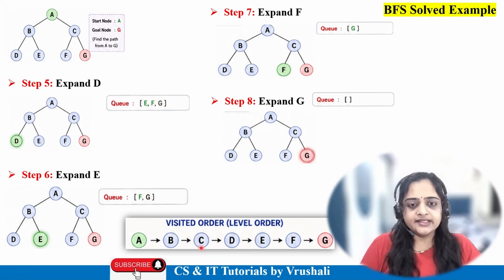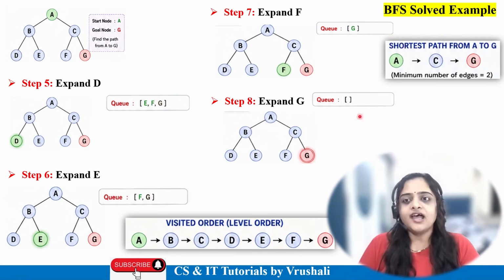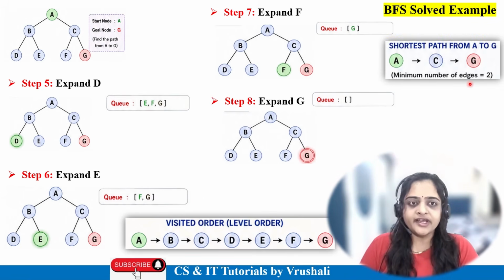Now see, this is the sequence of your visited order: A, B, C, then D, E, F and G, right? Now check here, all the nodes are visited level by level. This is your level 0, level 1 and level 2, right? So this is the BFS algorithm. And the shortest path from A to G is A, C and G. Got it? Okay.